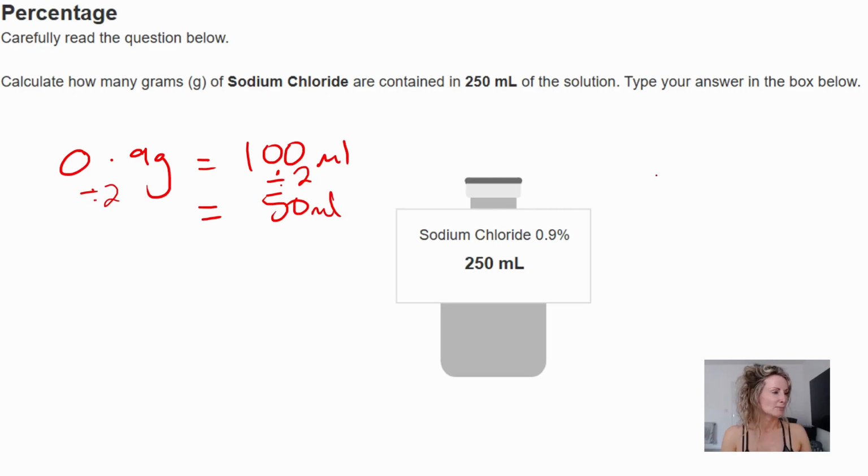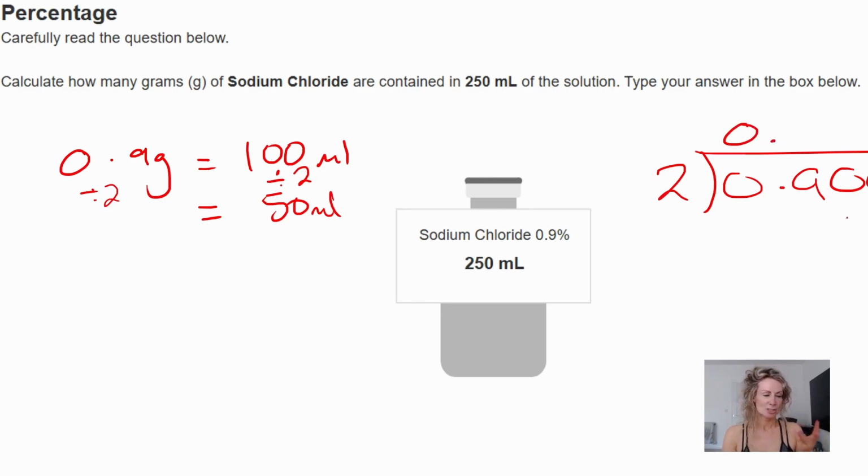So let's do that. 2 into 0.9. We'll pop some zeros on here in case we've got a remainder. It doesn't change the size of the number. 2 into nothing doesn't go. Decimal point. 2 into 9. 2, 4, 6, 8 is as far as you'll be able to go. So that will be 4 and 1 left. Now this is 2 into 10. 2, 4, 6, 8, 10. 5 times.